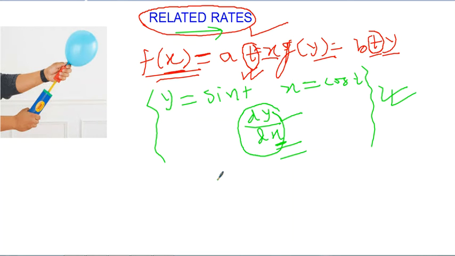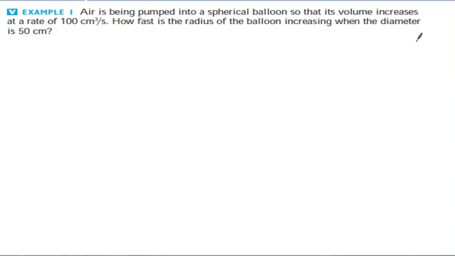Many of the NCERT questions we are covering are similar. So we are moving to the question; one or two questions I will solve, and the rest you are supposed to see from the NCERT or elsewhere. Let us take one example. Air is being pumped into a spherical balloon so that its volume increases at the rate of 100 centimeter cube per second. How fast is the radius of the balloon increasing when the diameter is 50 centimeter? You are supposed to find out how fast the radius of the balloon is increasing.